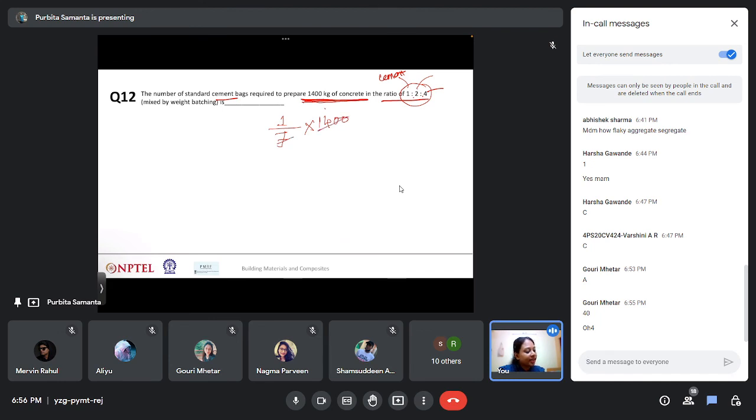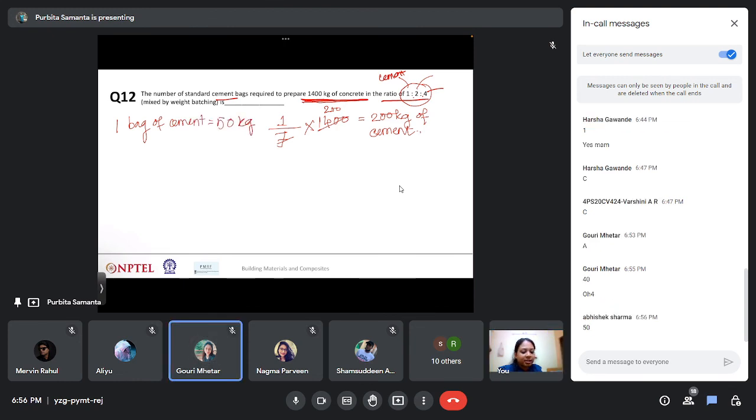So here you will get, so you are basically using 200 kg of cement, right? We also know that the weight of one bag of cement is how much? 50. 50 kg. Yes, correct. So we just divide this 200 by 50 and we get the answer, 4.